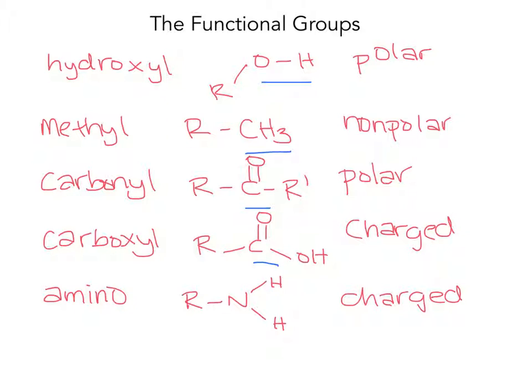Now we have the amino functional group, which doesn't have a carbon. This time it has a nitrogen bonded to two hydrogens. Amino groups are also charged like carboxyl groups, but this time they're basic. They accept H+ ions to form NH3+. Since amino groups can remove the H+ from solution by accepting it, they're considered basic.